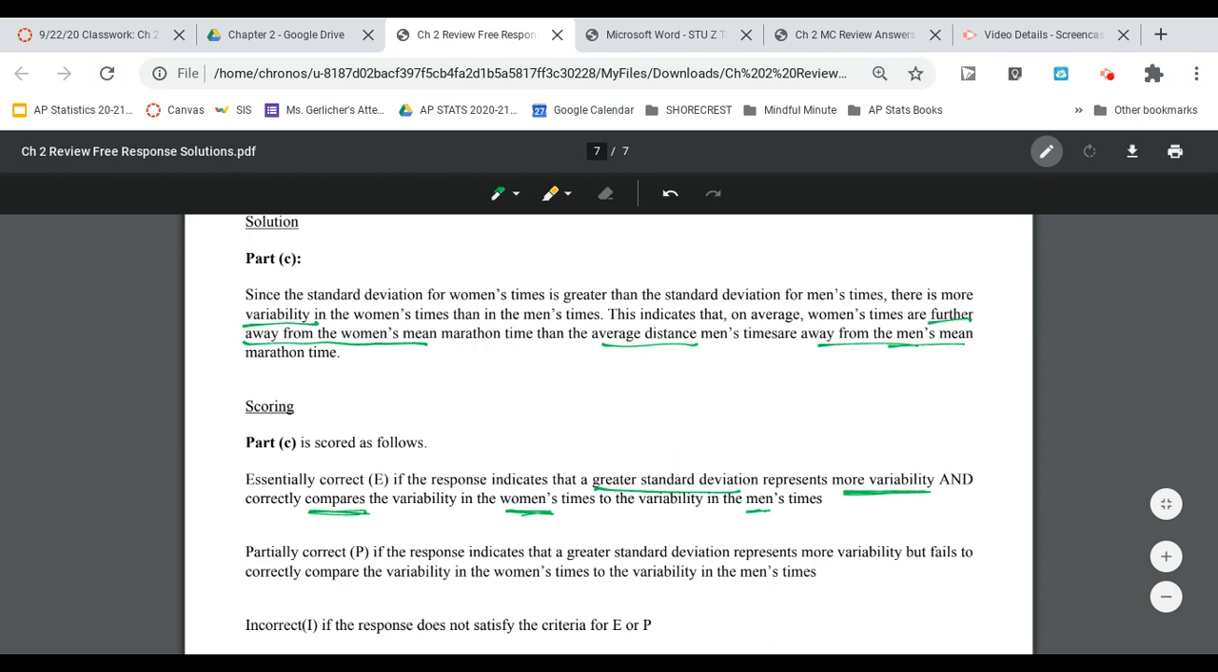What does a bigger standard deviation mean? It means your data is more spread out. It means your points are farther away from the mean on average.